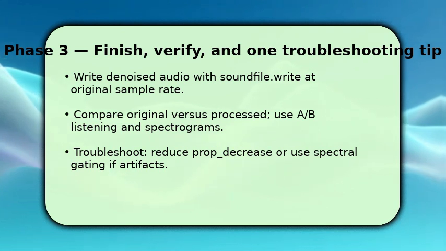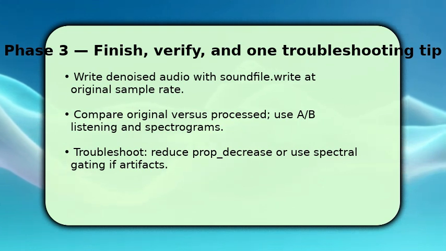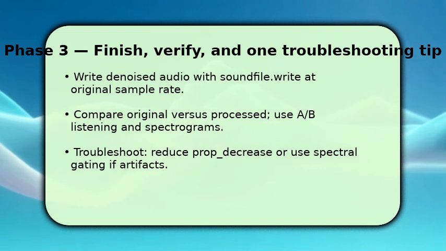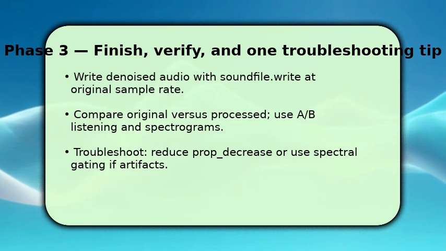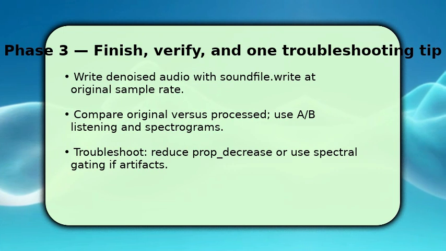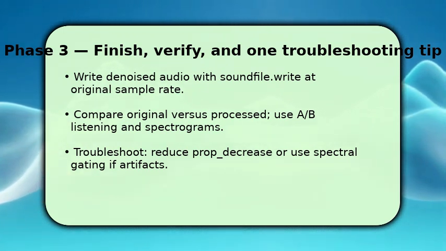Once done, perform an A/B listening and view spectrograms to confirm noise reduction without harming the target signal. If you detect pumping or musical artifacts, make sure to lower prop decrease and try smoothing parameters, or switch to spectral gating with a lower threshold. Finally, export at the same bit depth. If problems persist, reselect a cleaner noise sample and repeat the process.